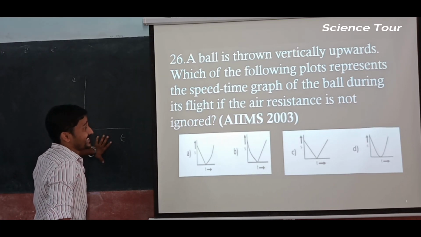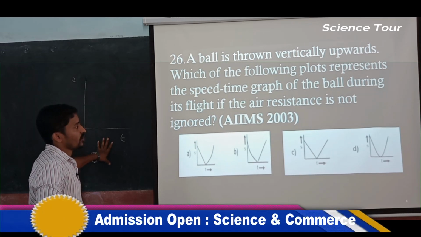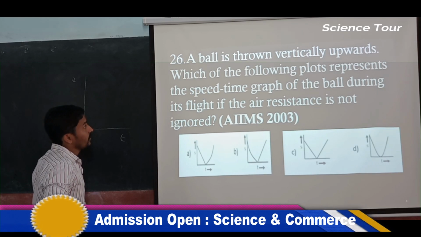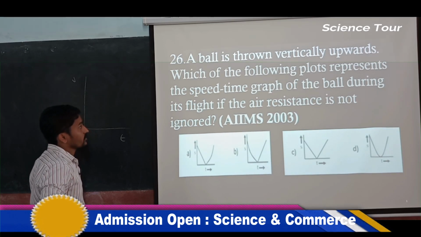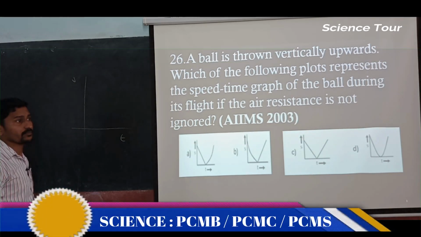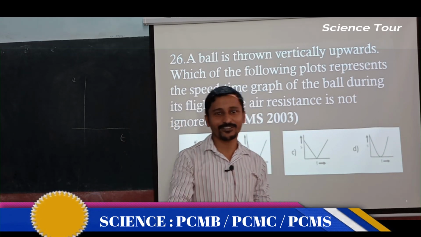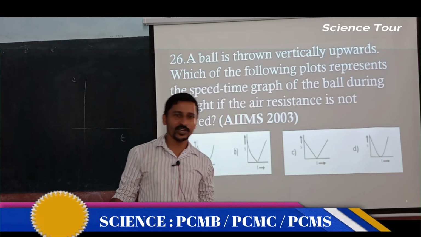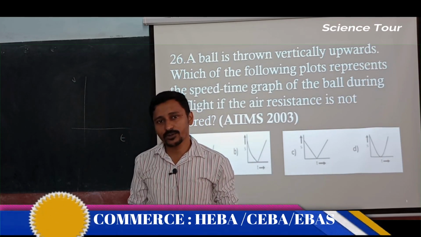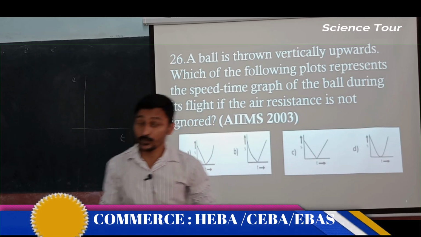If the air resistance is not ignored, what is that case? A ball is thrown vertically upward, which of the following plots represents the speed time graph? Now speed and velocity time graph we are going to write down. It does not matter. Speed and velocity do not change when you write down the graph. Speed means you always write it positive, that's all. So you can write the velocity time graph in the first quadrant itself, though it is negative velocity.